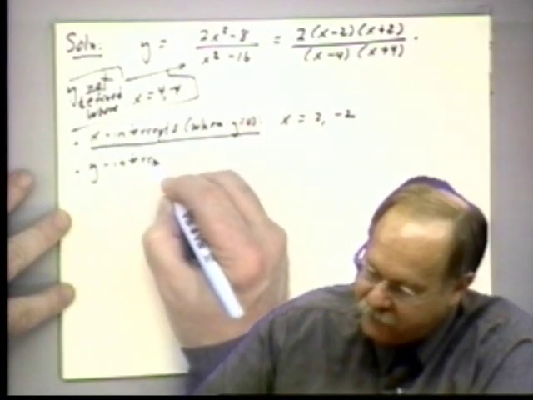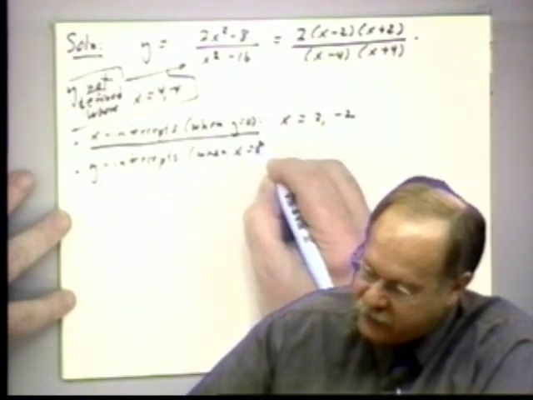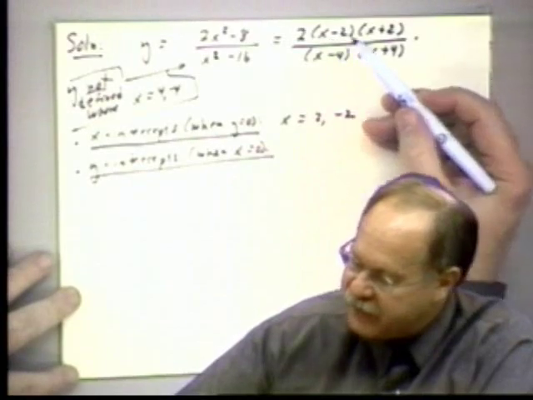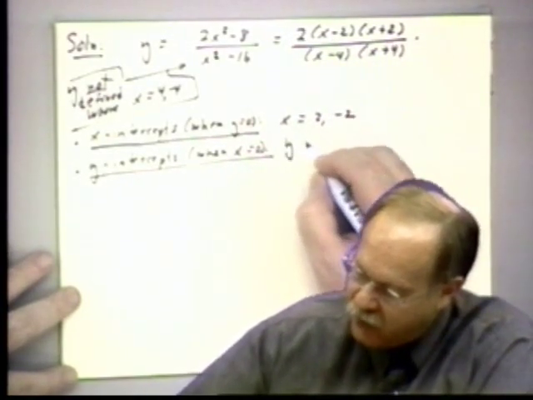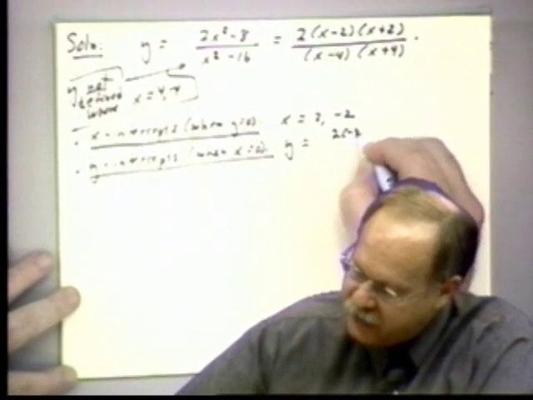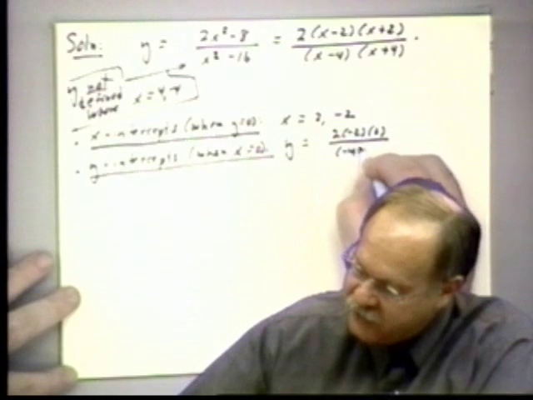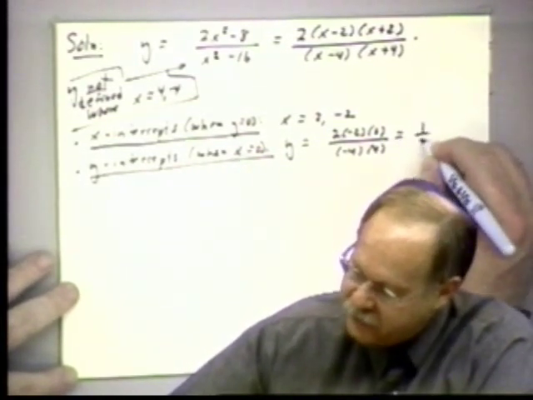Y-intercepts, likewise, this is going to be when x is equal to 0. And if x is equal to 0, this is even easier. I just have to put x equals 0 in here. Let's see, I'll get y equals 2 times minus 2 times 2 on the top, and on the bottom minus 4 times 4. That all simplifies down to the number 1/2.